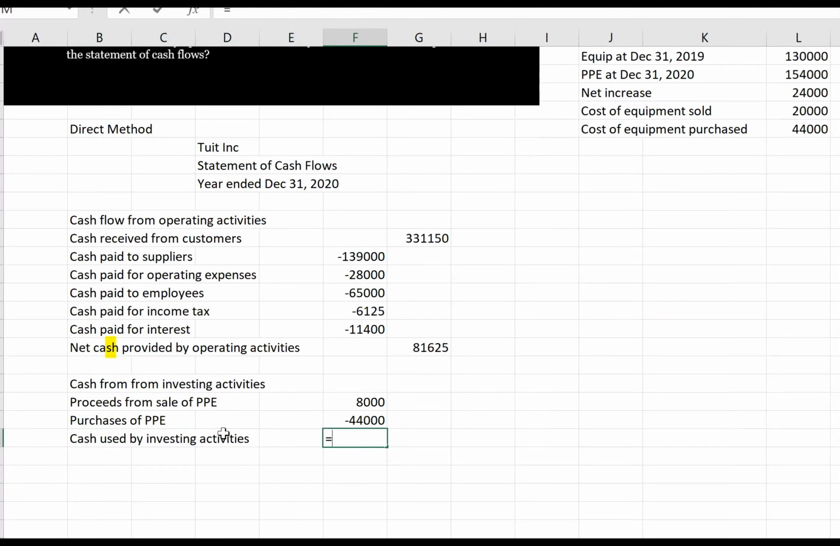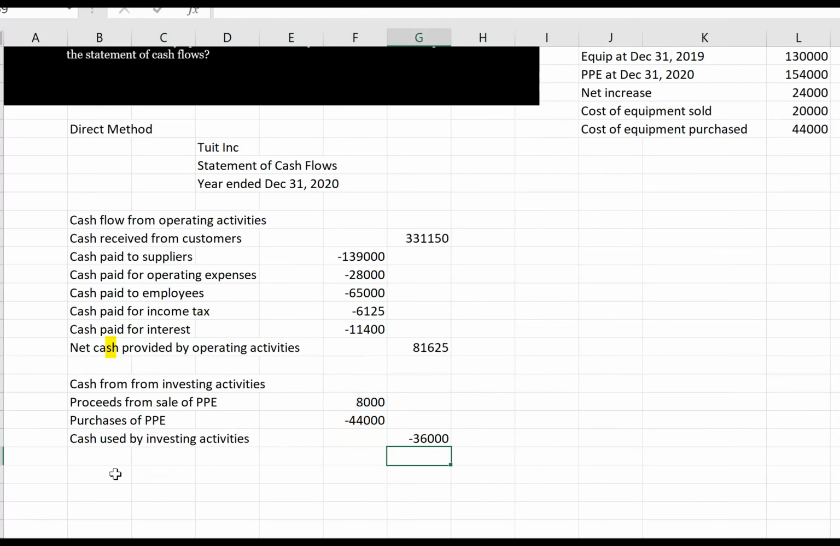So it's going to be the sum of these two, which is going to give us $36,000 of cash used by investing activities. And I should probably have put this over here, which means I'm going to have to fix my formula so I have the right subtotal in the right place, but it's the same number, 36,000.